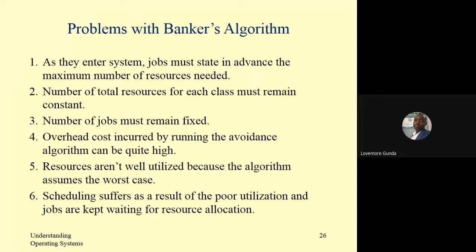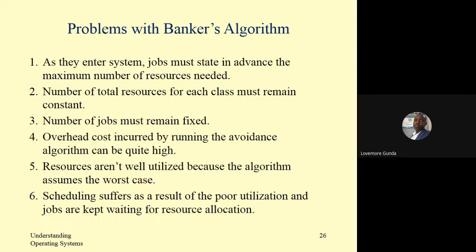What are the problems now with the Banker's algorithm? If they enter the system, jobs must state in advance the maximum number of processes needed. But if you remember, when we're talking about spawning in terms of process creation, you realize that maybe when the process is running, it may look as if it will just need 1 or 2 resources. But on the other side, let's say it spawns another process.